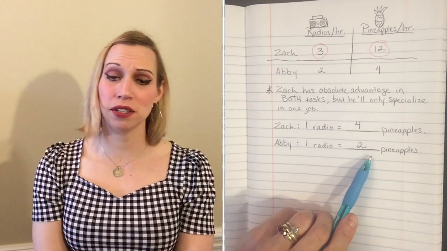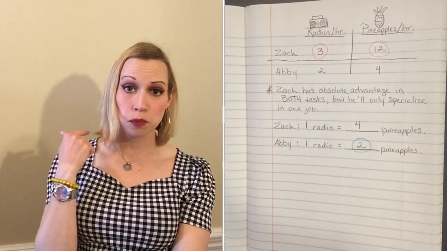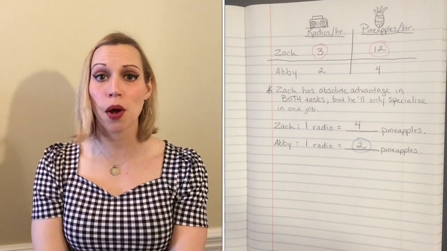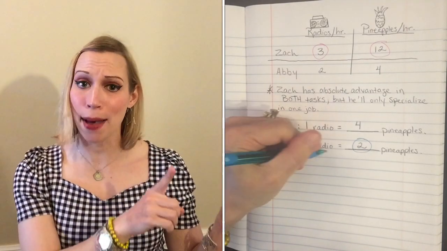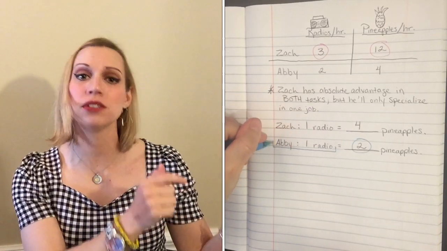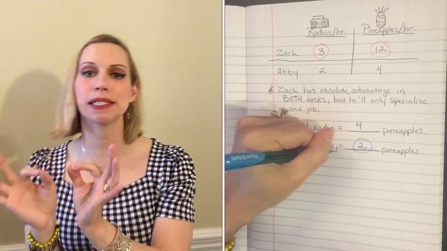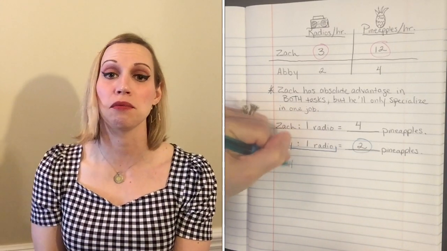It's always better to give up the least amount. Sometimes, guys, I circle that smaller number just to draw my attention to the fact that that's the lower opportunity cost. So in this situation, we would rather have Abby making the radios, because when she makes the radios, she's giving up the least amount of pineapples. Much better to give up 2 pineapples than to give up 4.